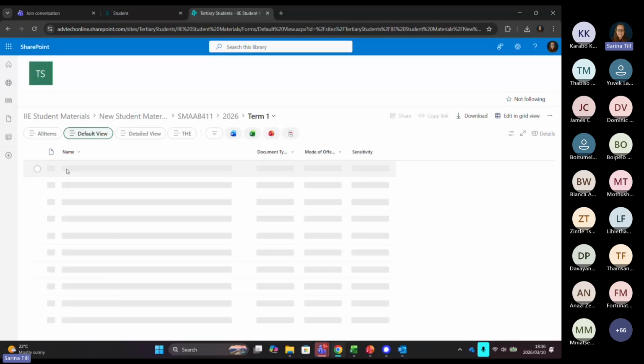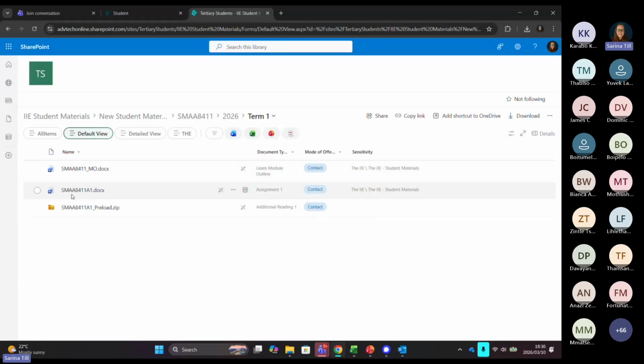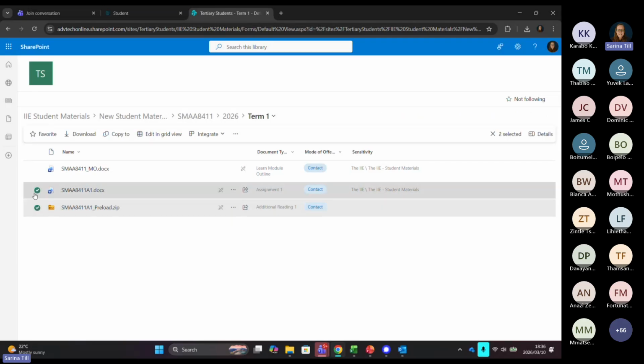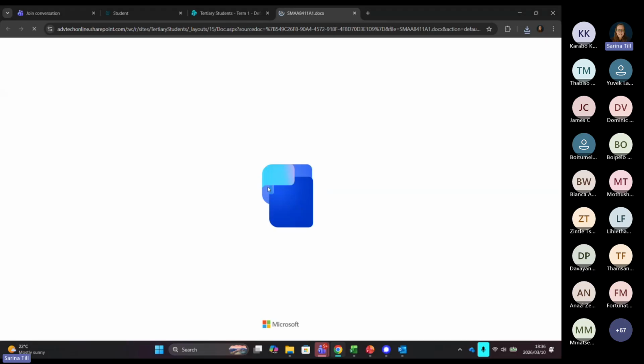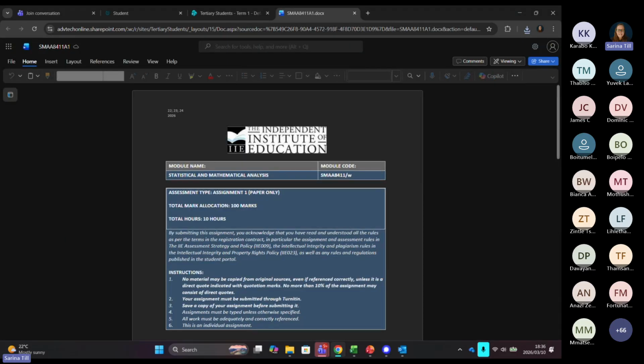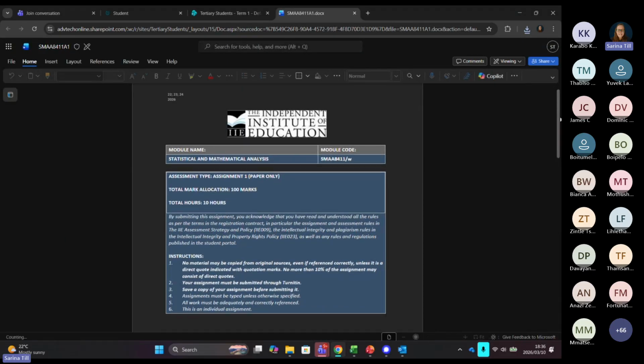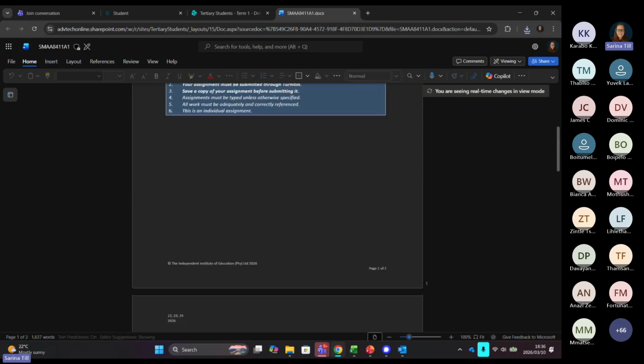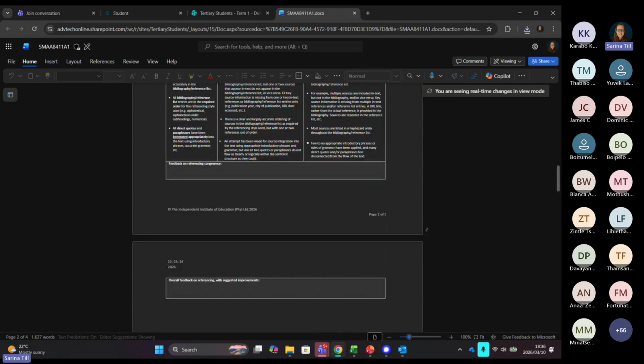Term 1 is you guys. And we're going to look at assignment 1. Remember that there are preloads that you need to download. I'm going to download both of these for you guys right now and also share them in the chat. And then let's just open that assignment and have a look. Then we'll start with logistic regression. So here is your assignment.